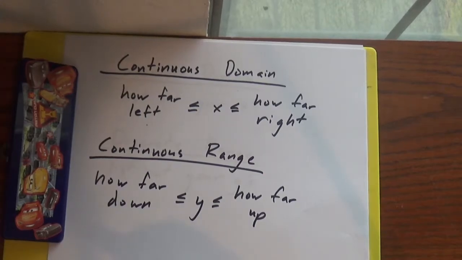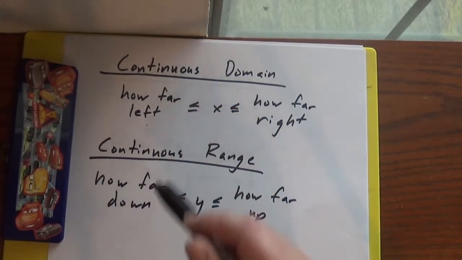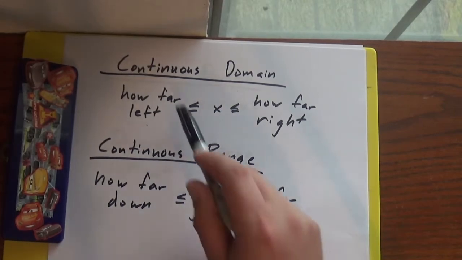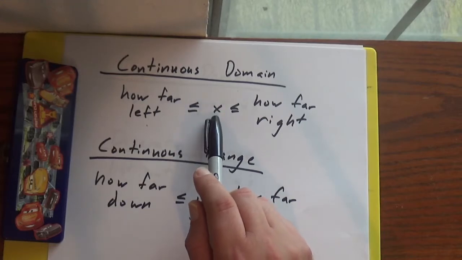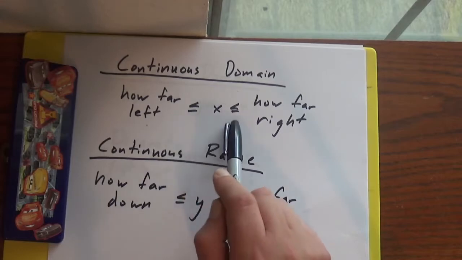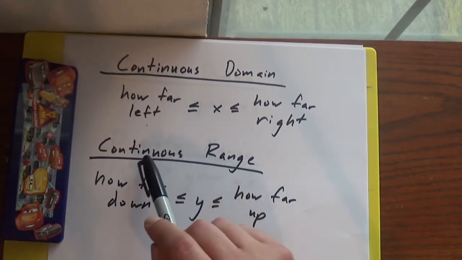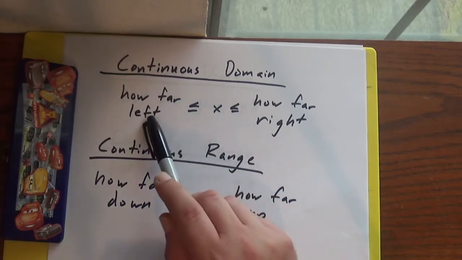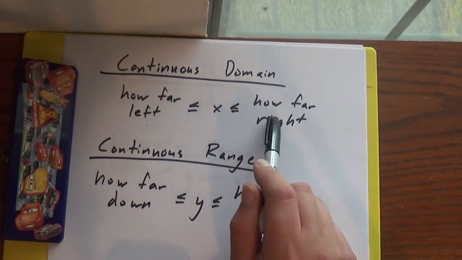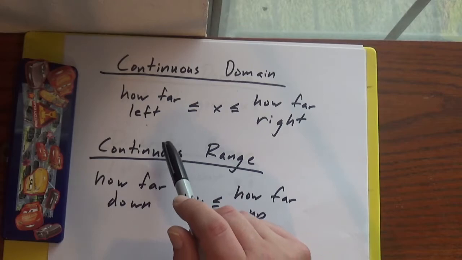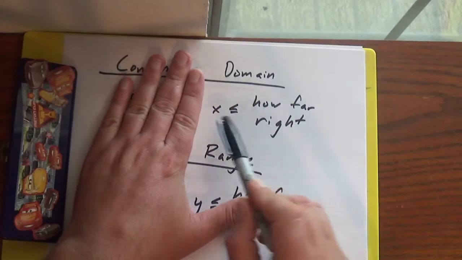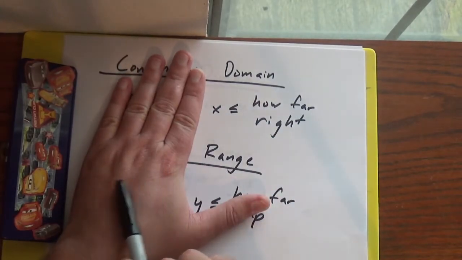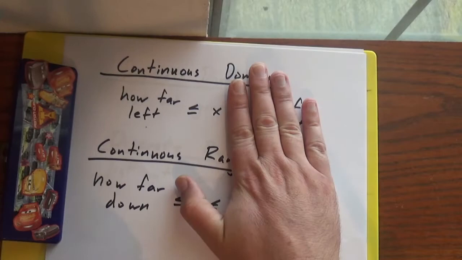Alright, now the way we do domain and range depends on whether it's continuous or discrete. So first we'll talk about if it's continuous. Continuous domain, we're going to put x right here in the middle, and we're going to put the greater than or equal to's on either side. And now on the left we'll put how far left the graph goes and how far right the graph goes. If the graph goes forever to the left, then this isn't a thing, and we'll just do this part. If the graph goes forever to the right, we'll just do that part.